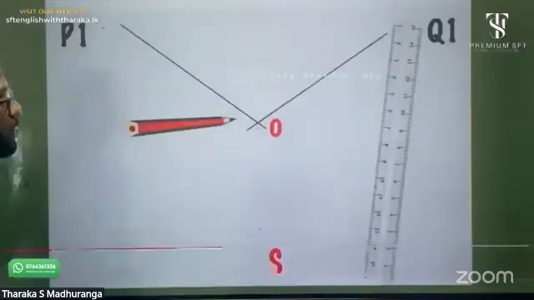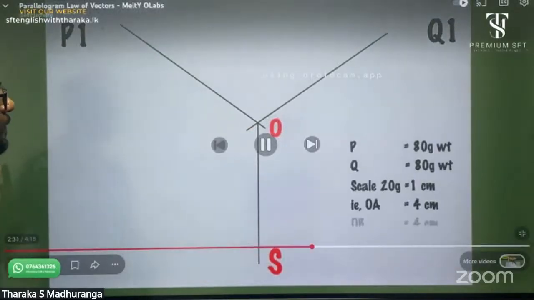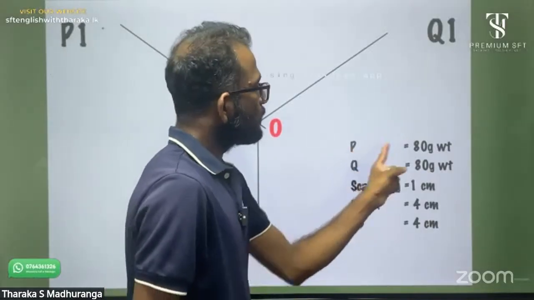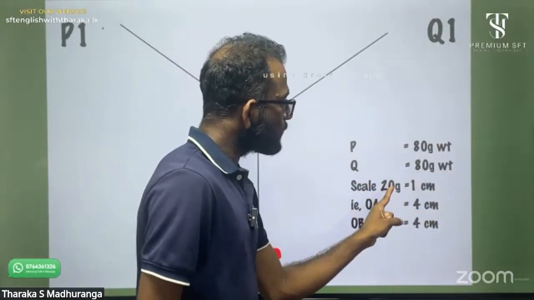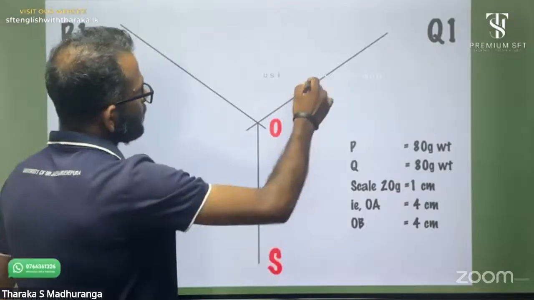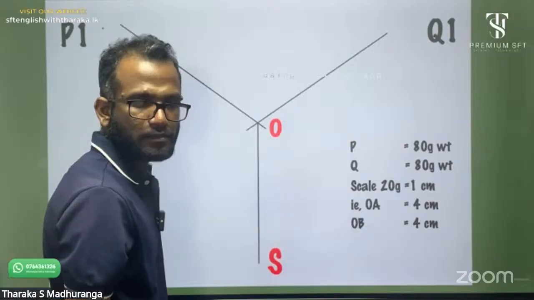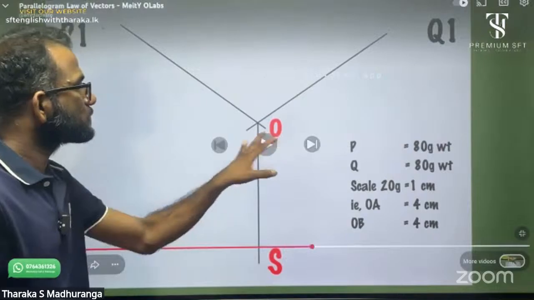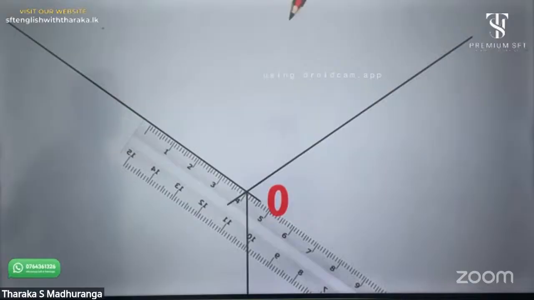Measure to represent P equals 80 grams weight and Q 80 grams. See, the scale is P equal 80 gram, Q equal 80 gram, and 1 centimeter represents 20 gram. We select one axis 4 centimeter, that means 80 gram. The other axis also 4 centimeter, 80 gram, respectively. Measure either side of point O with the scale. 4 centimeter, that means 80 gram, right?